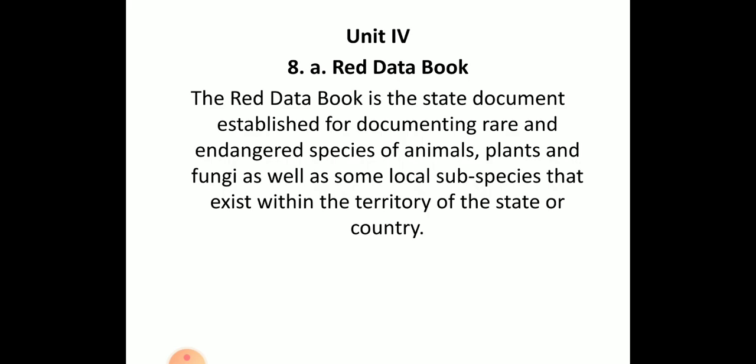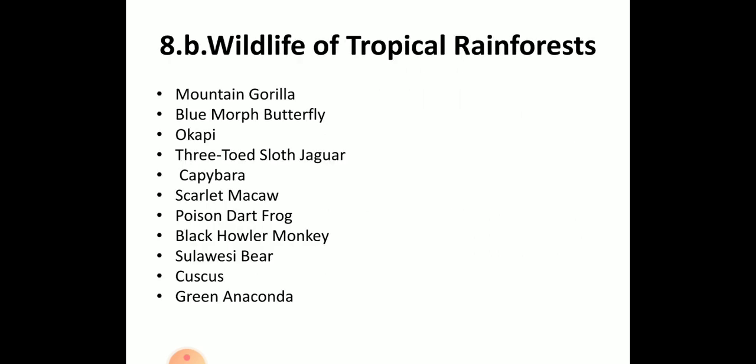Then coming to the last unit, that is unit 4. The first question is about the Red Data Book. The Red Data Book is a book which has the list of threatened species like endangered, vulnerable, rare, extinct. It consists of the documentation of both plants and animals.